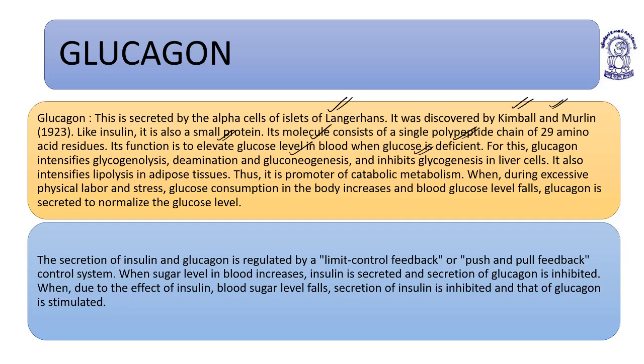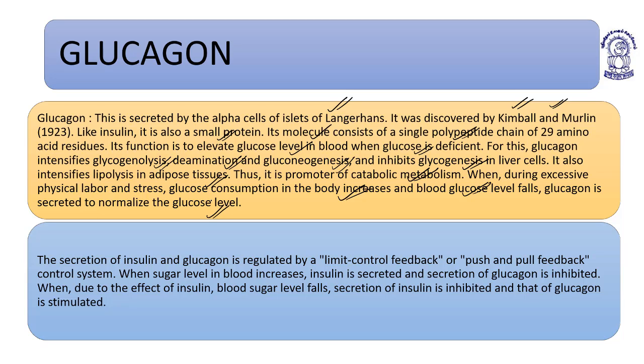For this, glucagon intensifies glycogenolysis, deamination of proteins, and gluconeogenesis, the formation of glucose, and inhibits glycogenesis in liver cells. It also intensifies lipolysis in adipose tissues, the breakdown of fats. Thus, it is a promoter of catabolic metabolism. During excessive physical labor and stress, glucose consumption in the body increases and blood glucose level falls, so glucagon is secreted to normalize the glucose levels.